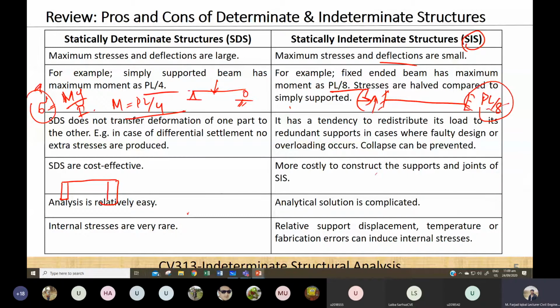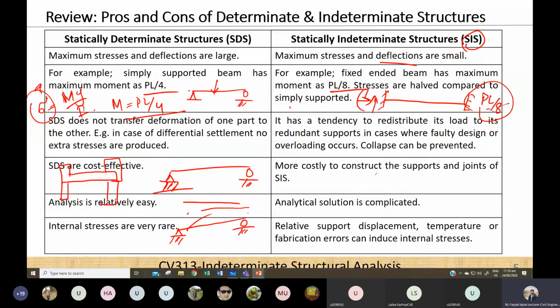And again, the point is the same, that the internal stresses developed are very rare. This actually means that, for example, if this is a simply supported beam, and this support is on the floor, and if this floor settles, then this beam will move or deflect something like this. Obviously this is a very large deflection that I have shown, it doesn't deflect this much. But if we have a fixed beam, it will be something like this.